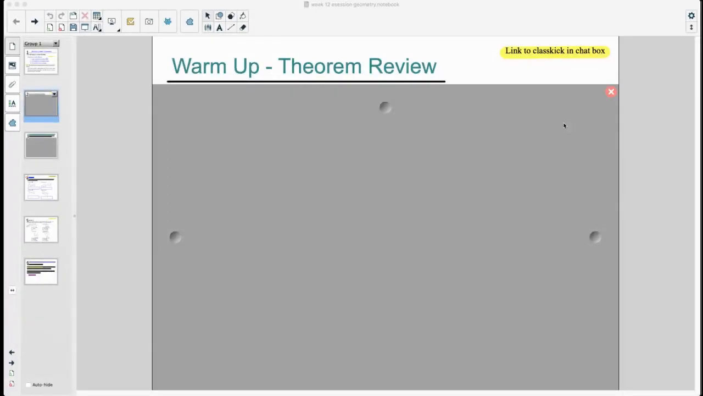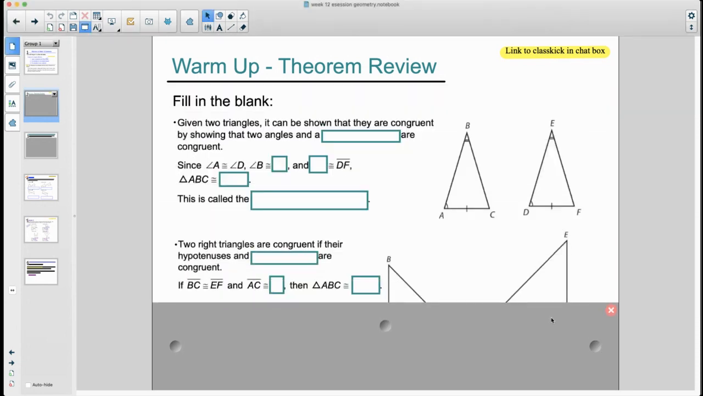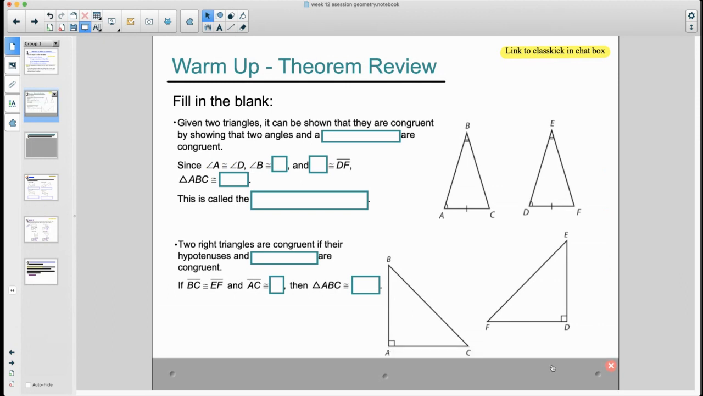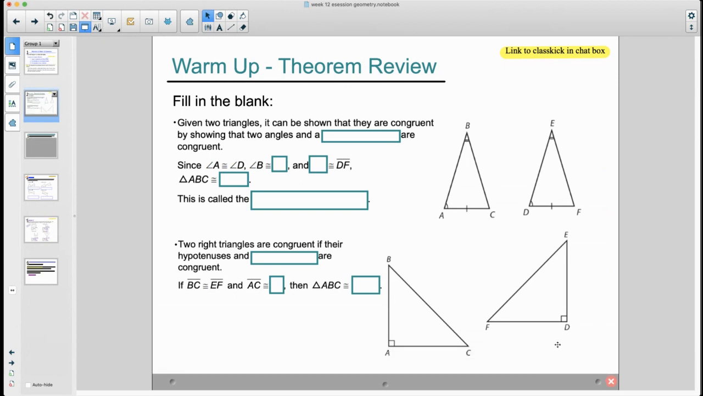All right, so this week we discussed a few different theorems, continuing with our triangle congruence theorems. For your warm-up, we're going to do a theorem review. There are some blanks that I would like you to please fill in or attempt as best you can. You have two triangles for the first set, and two triangles for the second one. These are reviewing the two additional theorems that we discussed this week.